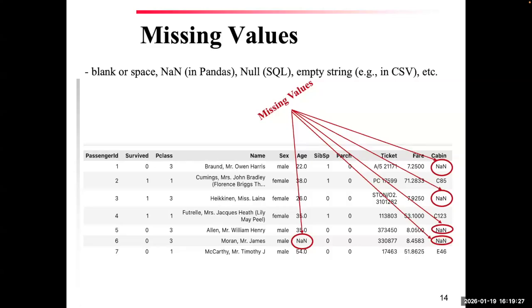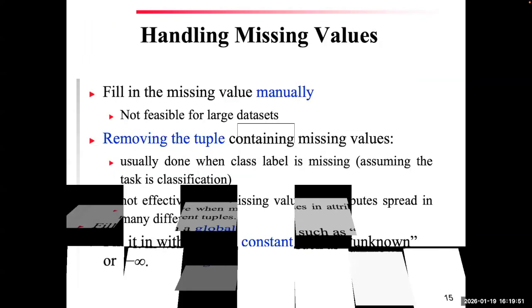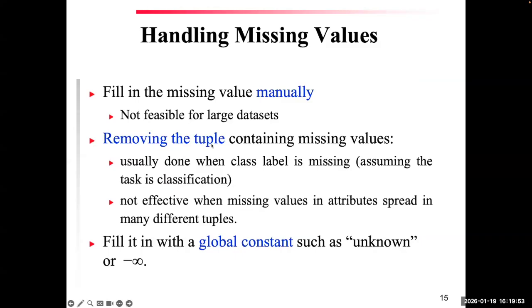So most of the time, especially if that column is not very relevant for your analysis, you can use feature reduction, right? You can just get rid of that column, or columns or features that include lots of missing values or are not relevant for your analysis. That's one way to handle missing values. Or you can just remove the rows. Removing the tuple containing missing values is usually done when the class label is missing.